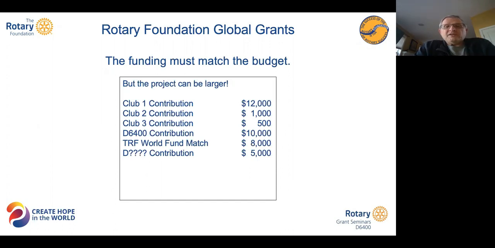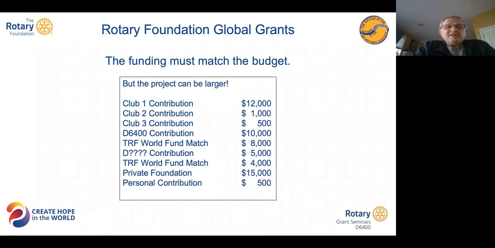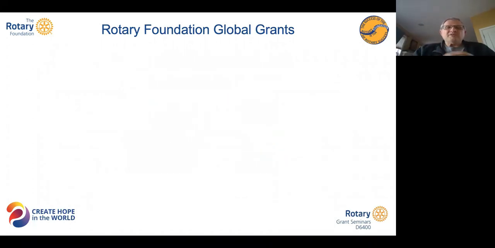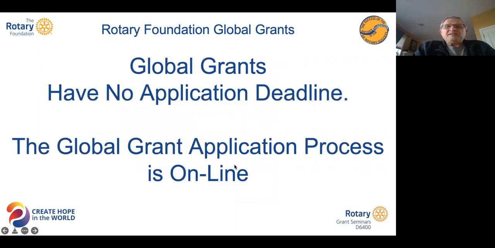So maybe you've got some other district to give $5,000, then that would be matched by the Rotary Foundation World Fund for 4,000. And then maybe you went to a private foundation and got someone to give you 15,000, and maybe some people gave personal donations of 500. By asking and reaching out, you can have your club's $12,000 end up in a 50, 60,000 or even more valuable project. And Elvira has one of the best examples I've seen in a while, where she has built two different global grants, each well over $150,000 in value, by reaching out to many clubs, many districts, many foundations, and even Interact clubs to make contributions.